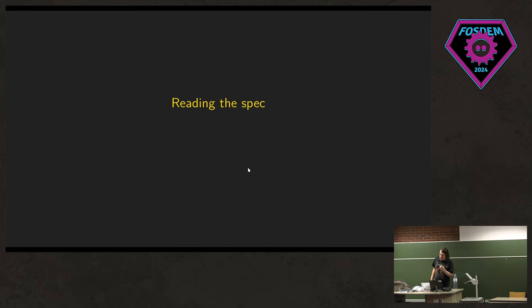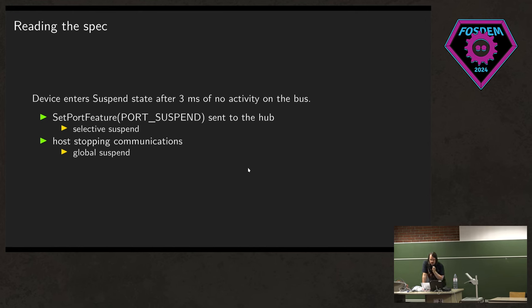So it was time to start reading some specs to find out what's going on, what should be going on. And it turns out that the USB device enters suspend state after 3 milliseconds of no activity seen on the bus. And this can happen in two ways. You can send a message to the hub to enable the port suspend feature, and this is how the hub stops sending frames to that port anymore, so the device doesn't see activity and it suspends itself. Or you can stop any communication on the bus, which is called global suspend, and then all the devices on that bus see no activity and go into suspend.